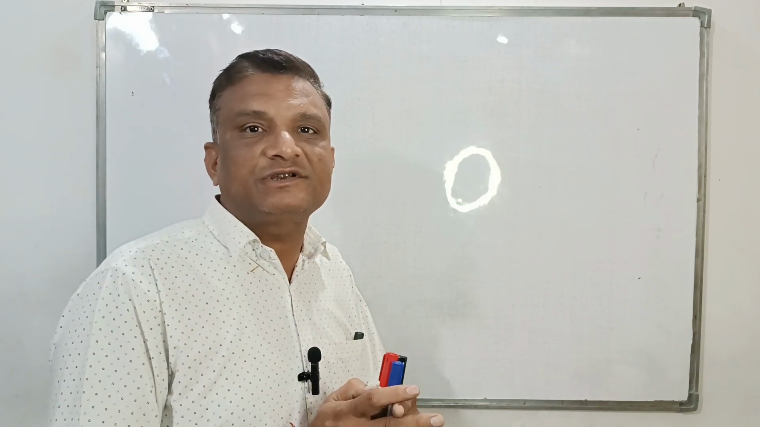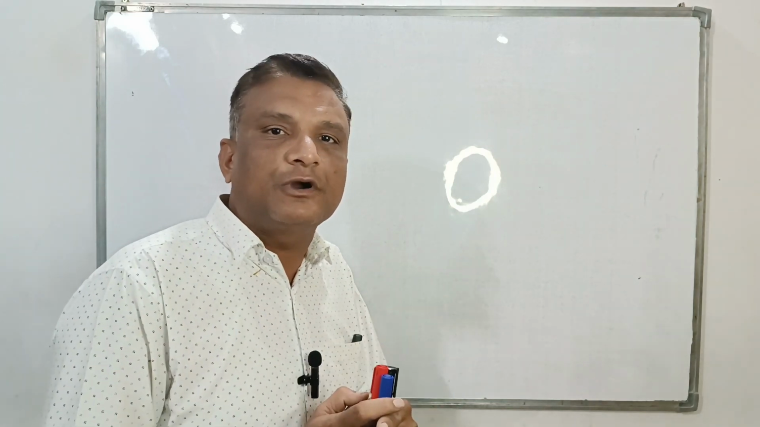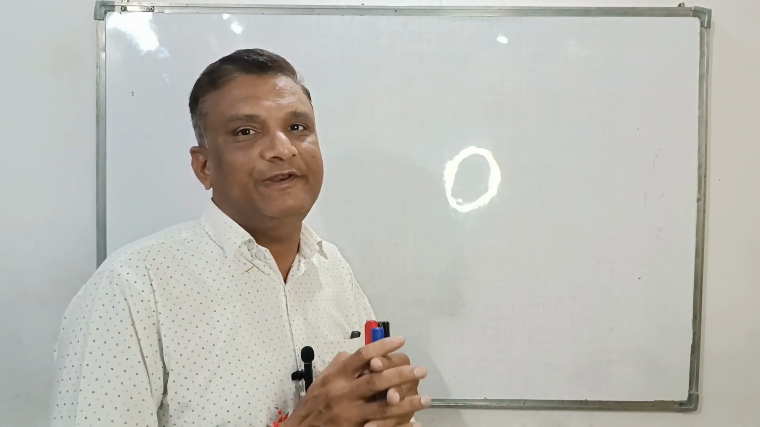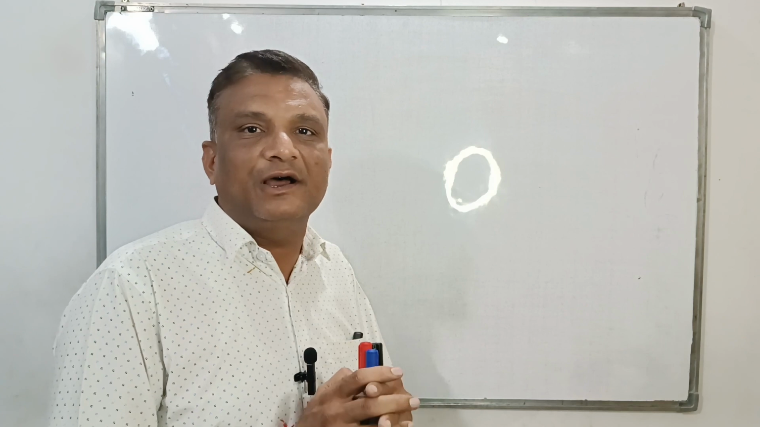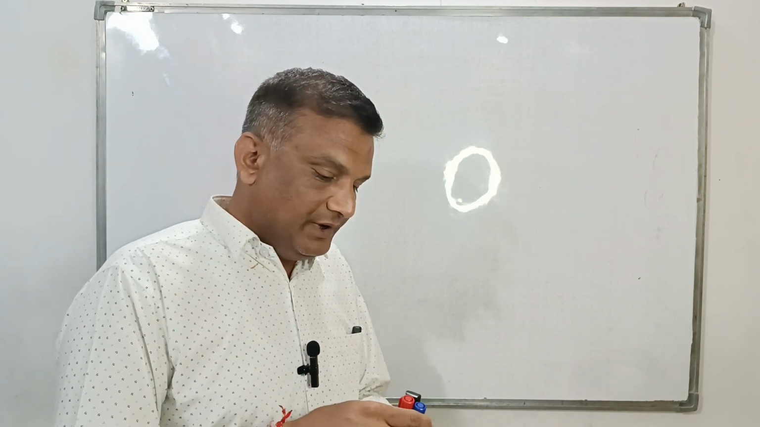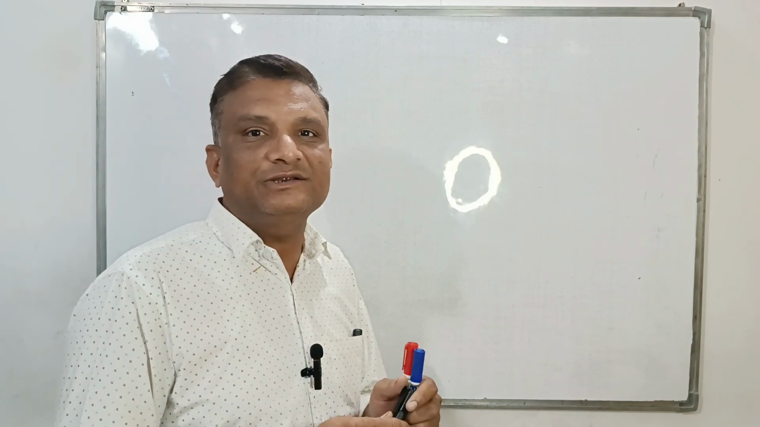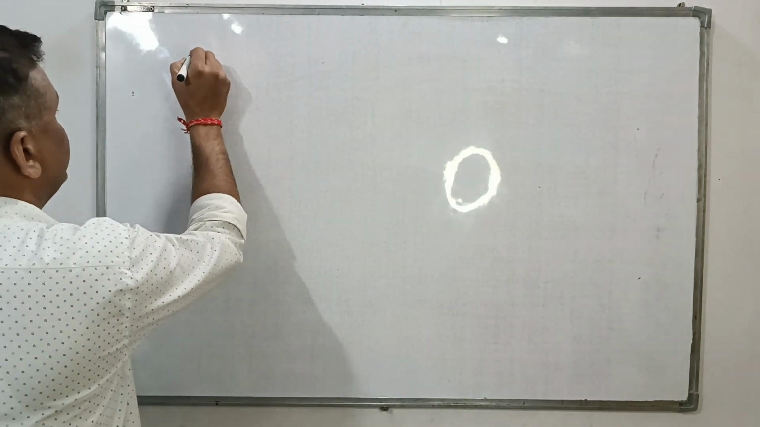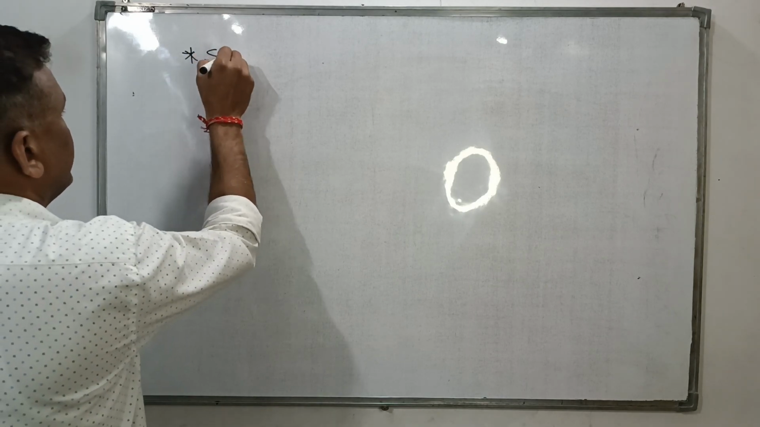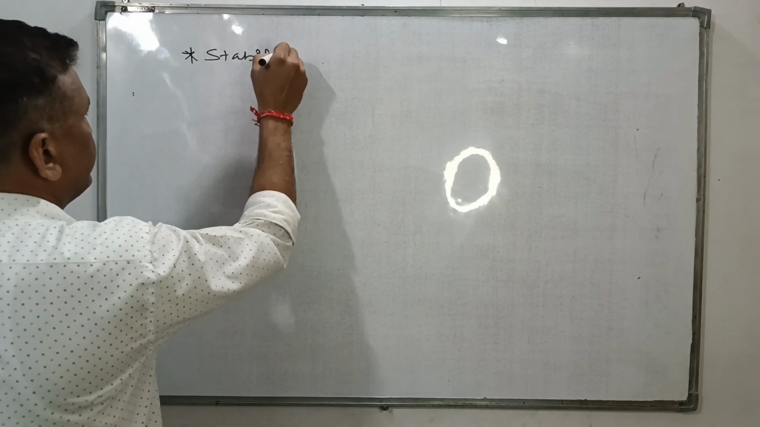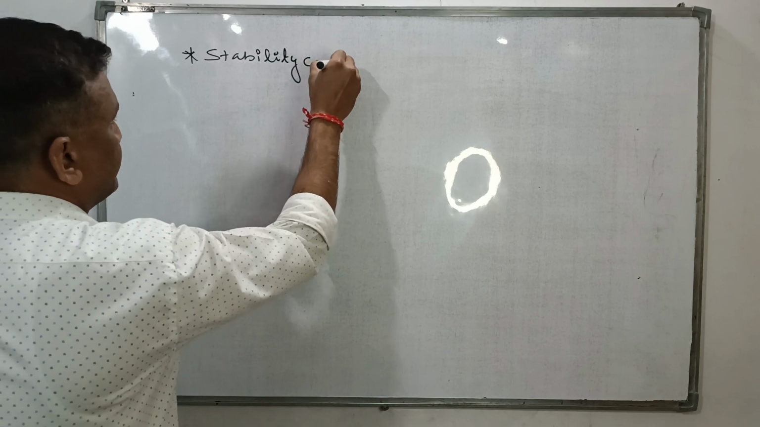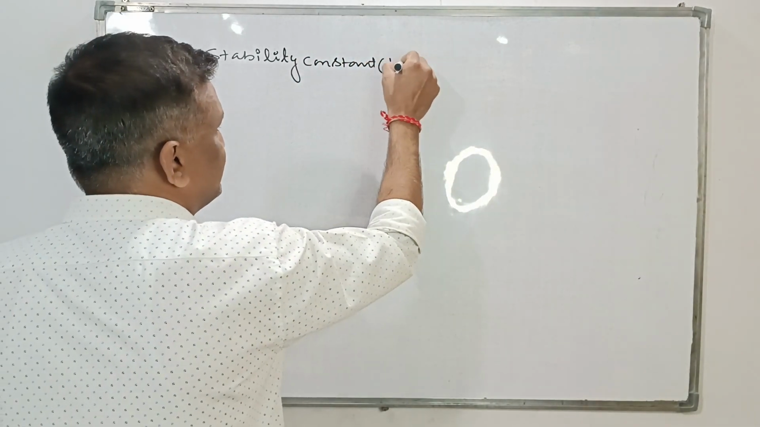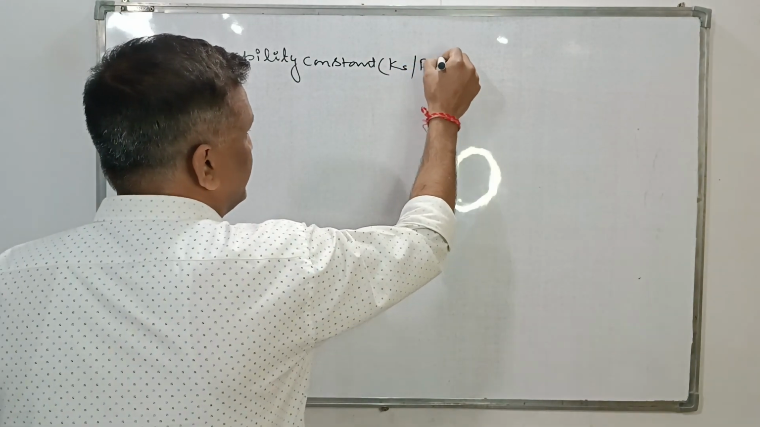In the previous video we discussed a lot of things regarding complex compounds, especially the color in complex compounds. Today we will go with the stability of the complex compound, and we will use the stability constant, Ks or beta also.